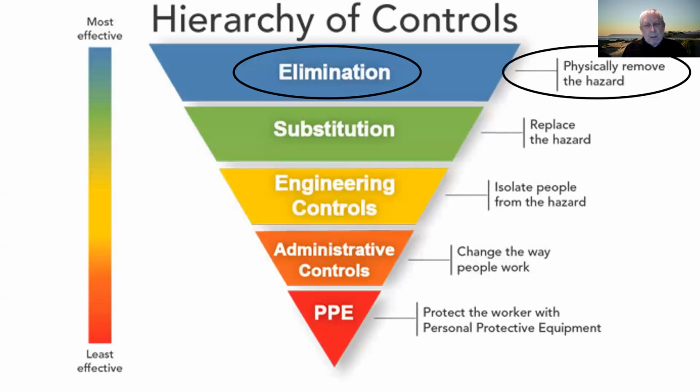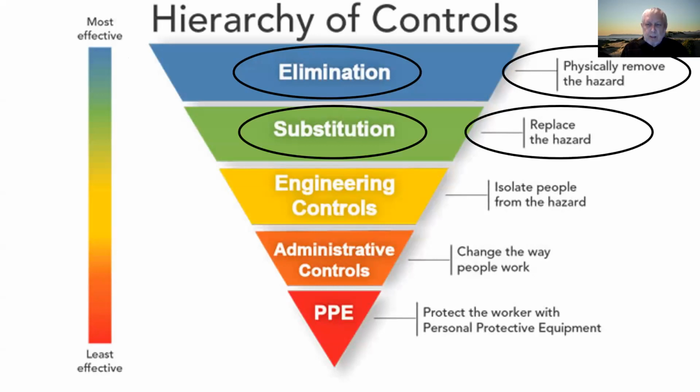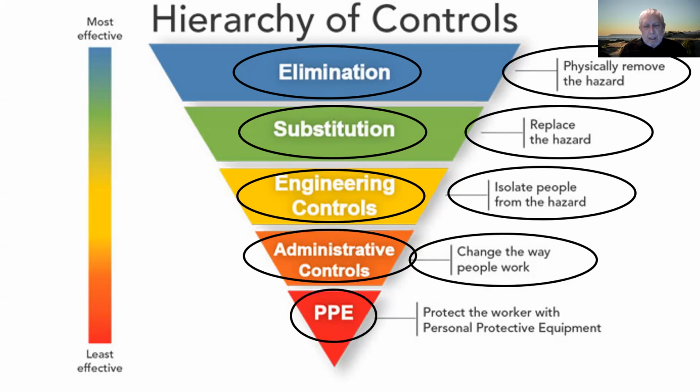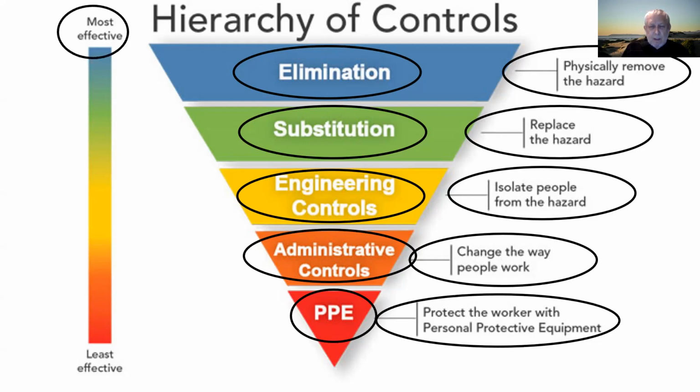You should know that elimination physically removes the hazard. Substitution means replacing the hazard with something less hazardous, of course. Engineering controls isolate people from the hazard. Administrative controls change the way people work. PPE protects the worker with personal protective equipment. And they go from the most effective, which is elimination, to the least effective, which is PPE.